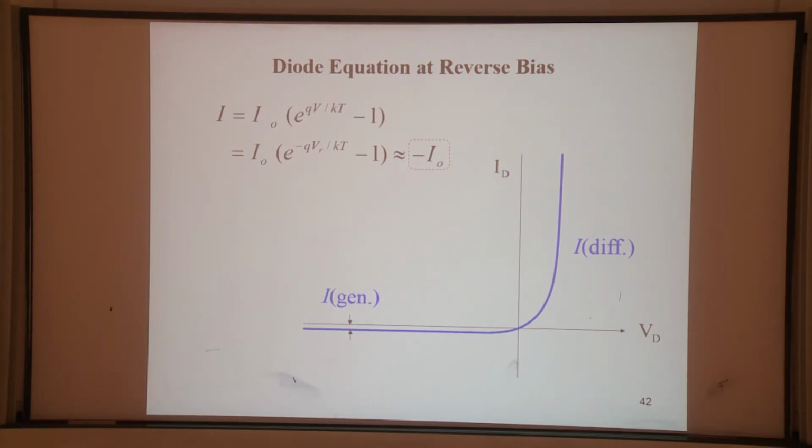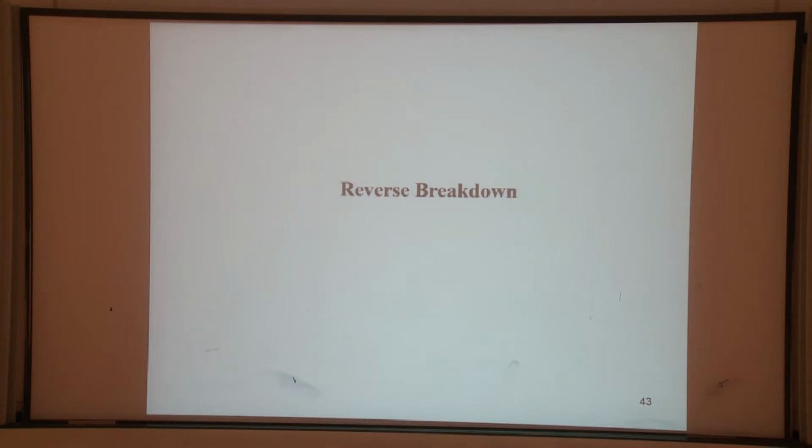Now, I'm going to the next topic. What if the reverse bias keeps going on? You break again, because no material can endure bias at very large value, right? Eventually, it will break down. It looks like this. So this is called a reverse breakdown.